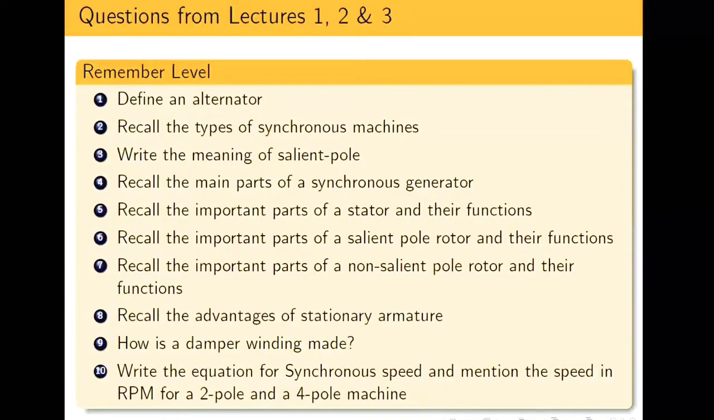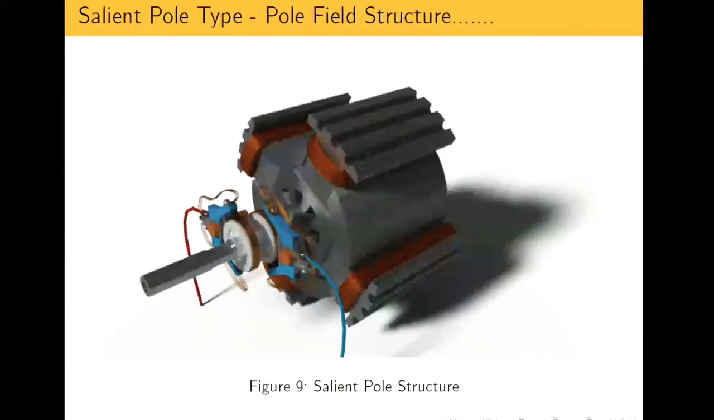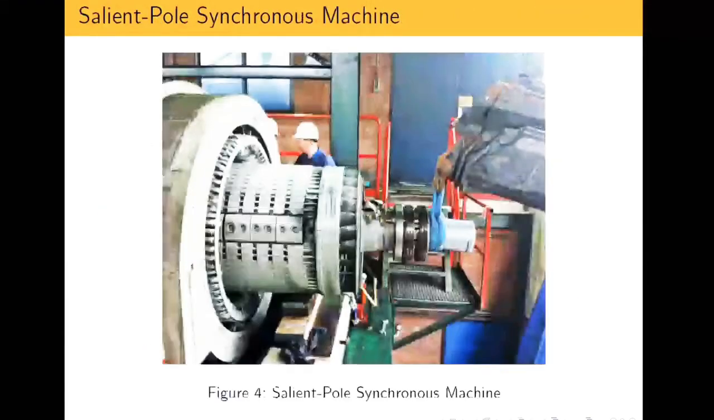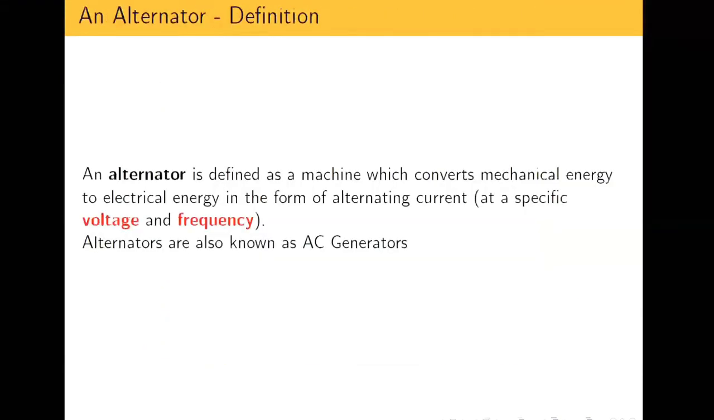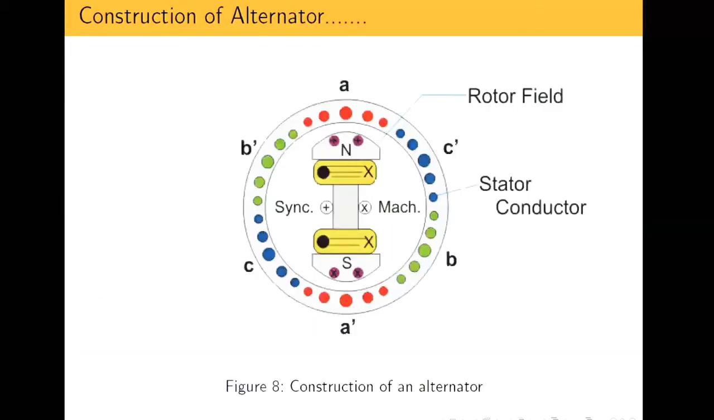Answer. And recall the main parts of a synchronous generator. Main parts of a synchronous generator. What are they? Stator and rotor, isn't it? Stator and rotor. These are the main parts of an alternator, a rotor, and a stator. The first statement is giving you this picture.